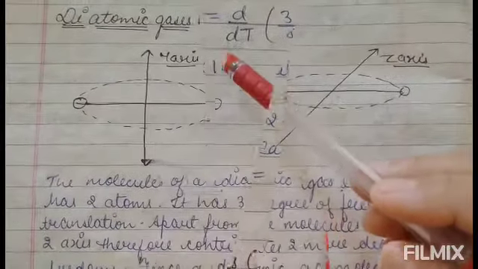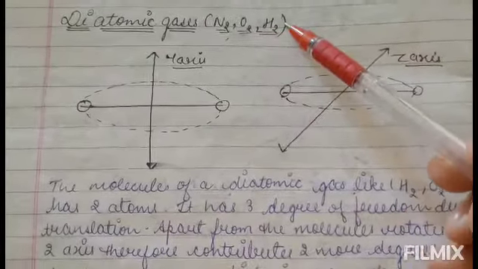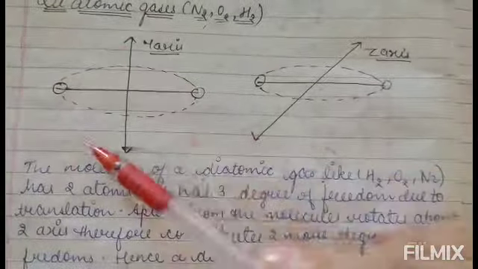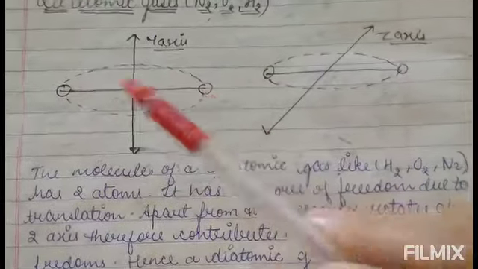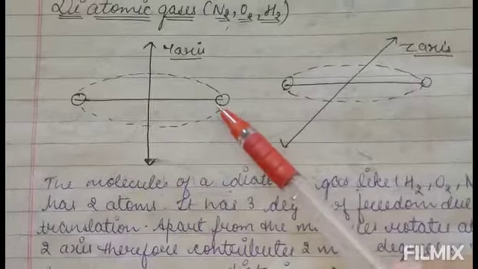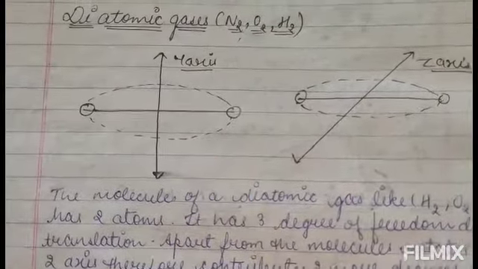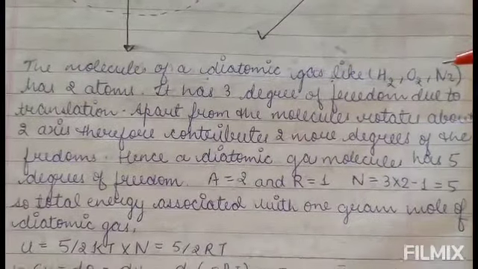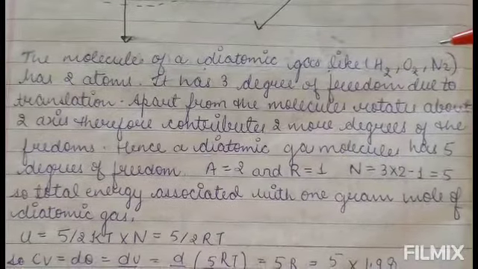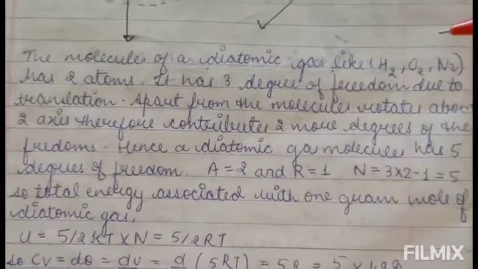For diatomic gases like nitrogen, oxygen, hydrogen, you can see the arrangement this way, along the axis. These are two-particle systems, meaning there are two atoms, and they can be arranged in this way. Now you will see that the molecules of a diatomic gas like hydrogen, oxygen, nitrogen have 2 atoms, and they have 3 degrees of freedom due to translation.